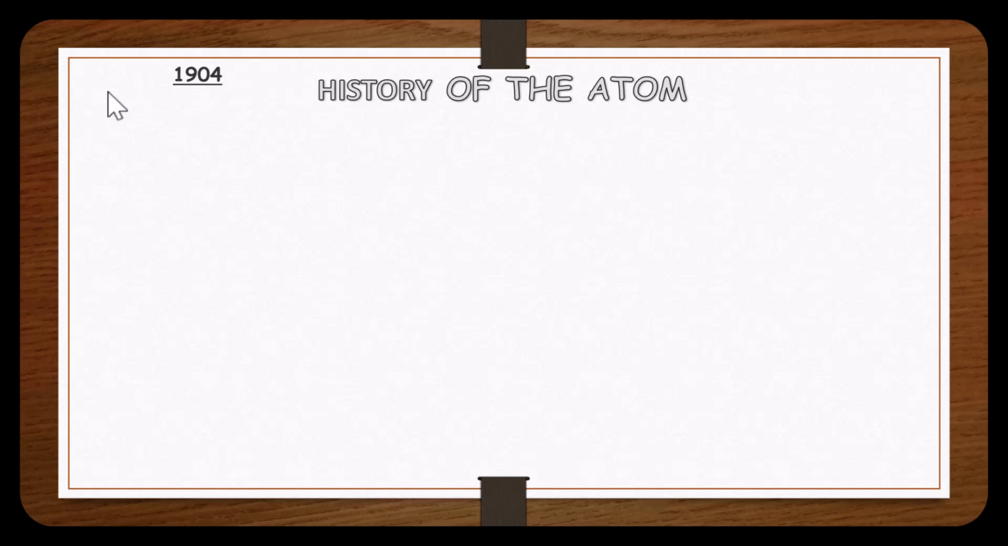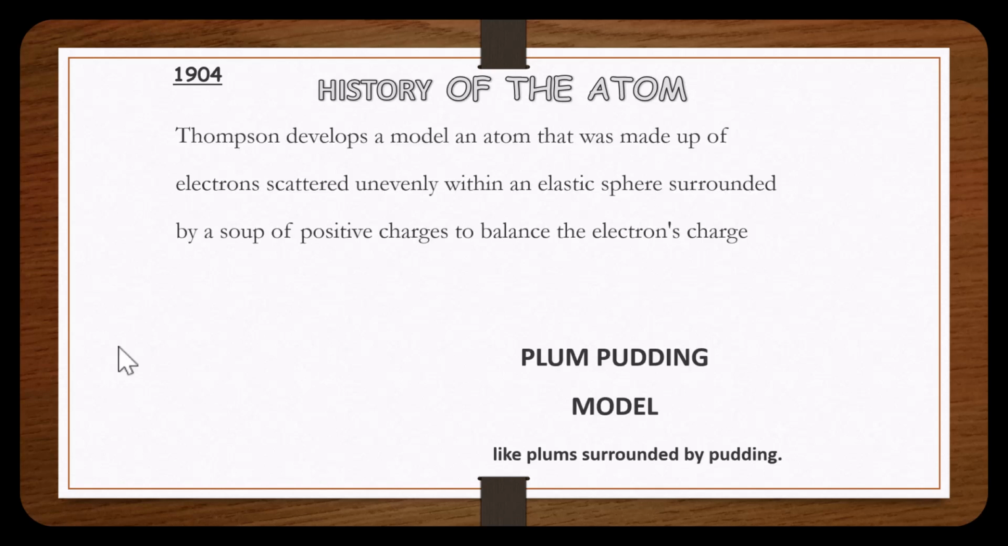Let's go into a brief history of the atom to illustrate how the atom developed over time. In 1904, Thomson developed a model of an atom that was made up of electrons scattered unevenly within an elastic sphere surrounded by a soup of positive charges to balance out the electron's charge. This model was called the plum pudding model, like plums surrounded by pudding.